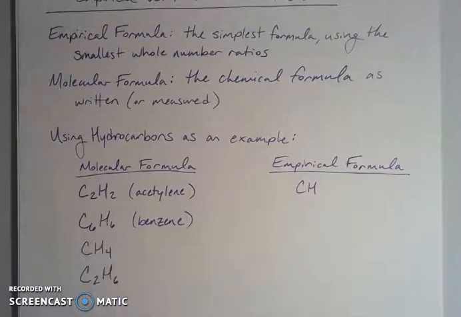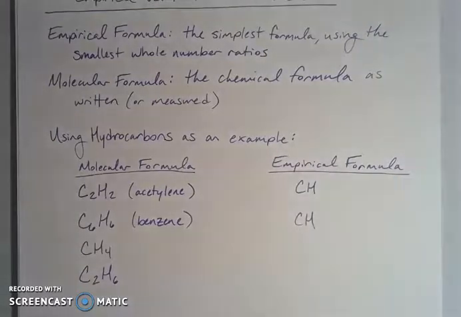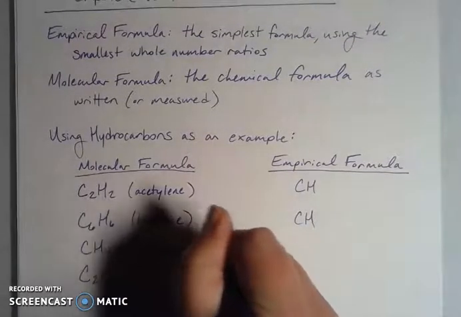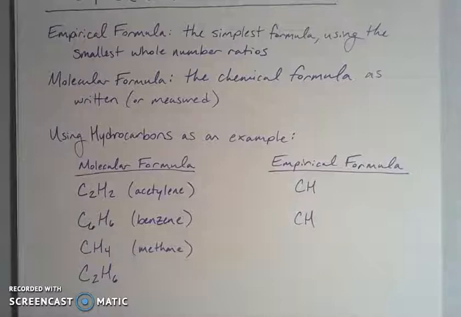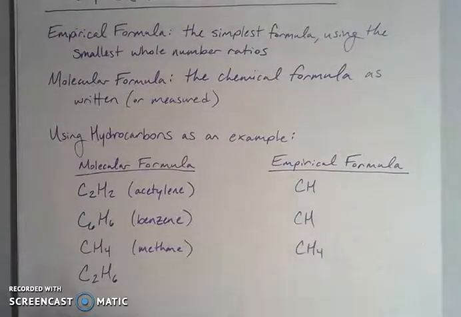If I was going to simplify this down to the simplest whole number ratio, it would also have the empirical formula of CH. Now let's take CH4. This is methane, which is the primary component in natural gas. Now I can't reduce CH4 anymore, so the molecular formula is also the empirical formula. Right, I have a 1-to-4 ratio, so the simplest thing that divides into that, each of those is 1, so I have to keep it as 1-to-4.